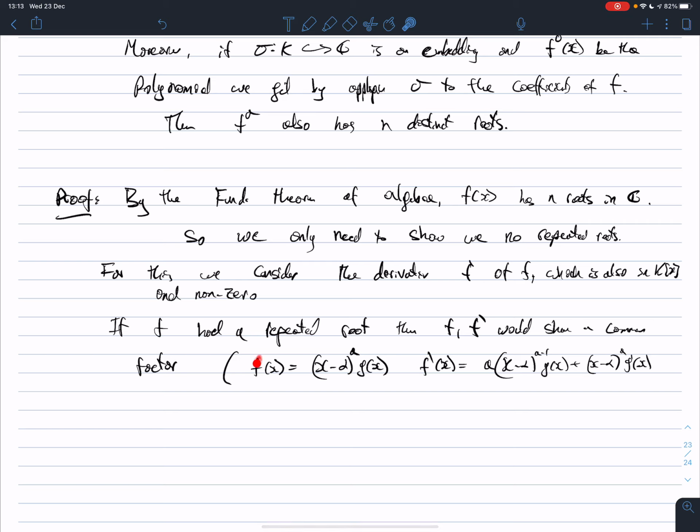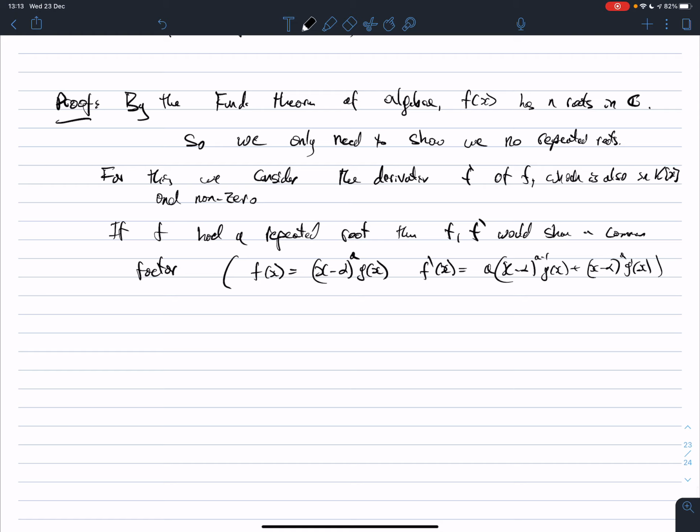If you look at them, f of x has alpha as a root, and clearly f prime of x also has alpha as a root, because I'm assuming it's a repeated root. Repeated root means a is greater than 1, so this term a minus 1 is at least 1, and a is 2 or above. So this term is always there, and both of these have alpha as a root. So these two polynomials share a common factor, which we'll denote by h, say.